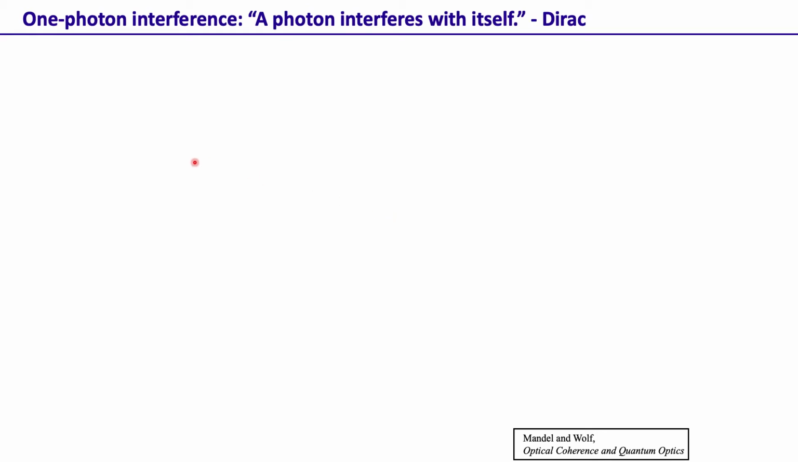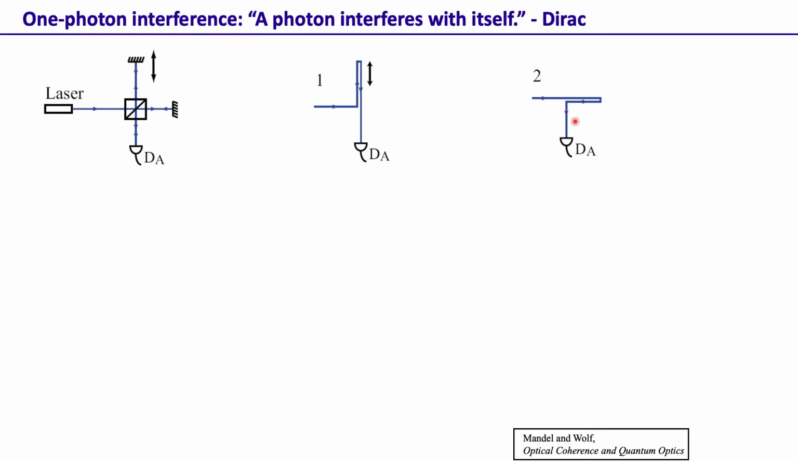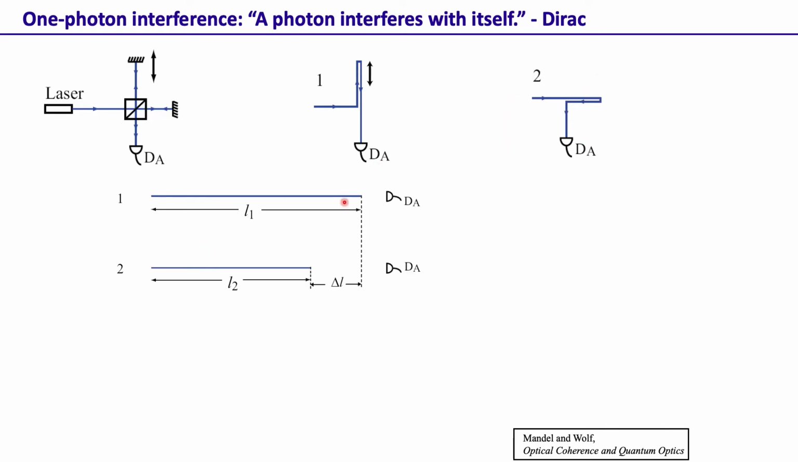Before that, let's look at the way we intuitively understand one photon interference, and that is always by this very famous statement by Dirac, that a photon interferes with itself. Let's take this example of a Michelson interferometer. In the interferometer, we have a photon starting from a laser and getting to the detector. It can go to the detector in two different ways. One is by this, another one is by that. We can write these two in the unfolded manner, and their path length difference is delta L.